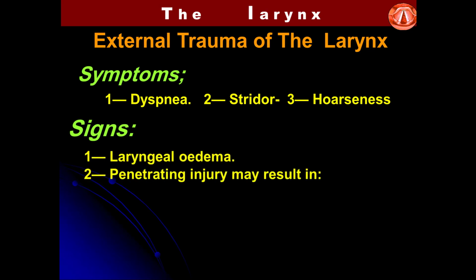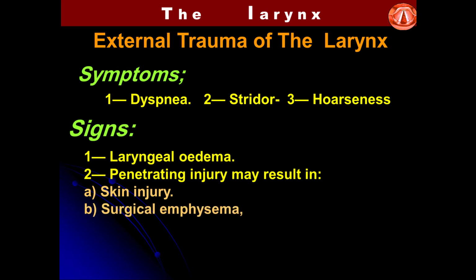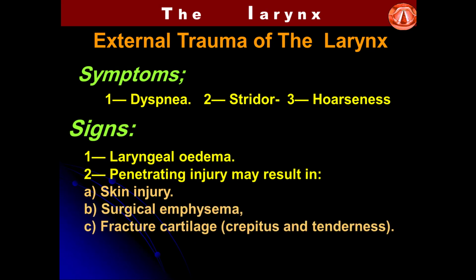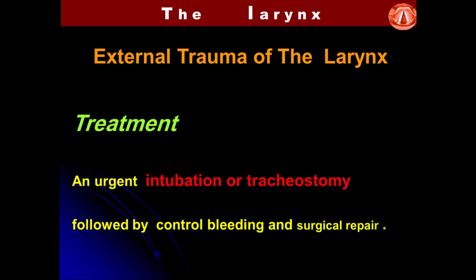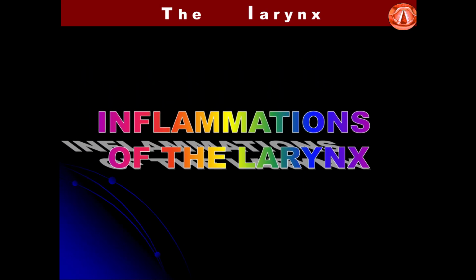Of course, they are common in the symptomatology of stridor, dyspnea, and the change of voice in the form of hoarseness. Of course, you would look for the laryngeal edema or the surgical emphysema or skin injury or the bleeding or fracture of the cartilage or hematoma laceration, and the treatment is emergency intubation if it's possible, or tracheostomy in case of impossible intubation, followed by control of the bleeding and surgical repair of the trauma.